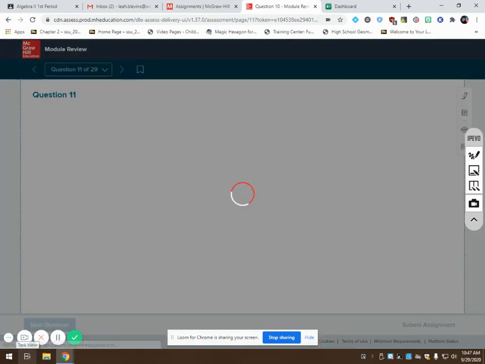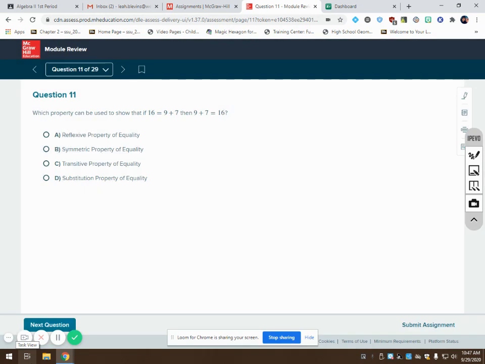Next question. Which property can be used to show that if 16 equals 9 plus 7, then 9 plus 7 equals 16? Hopefully you've memorized this now. This is the symmetric property of equality. We just changed what side they are on the equal sign.